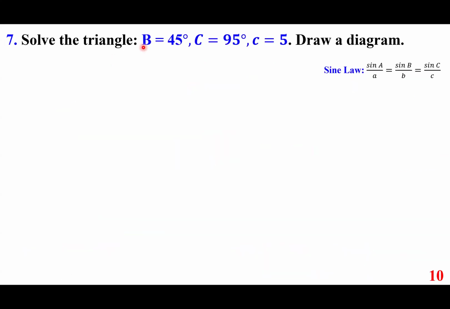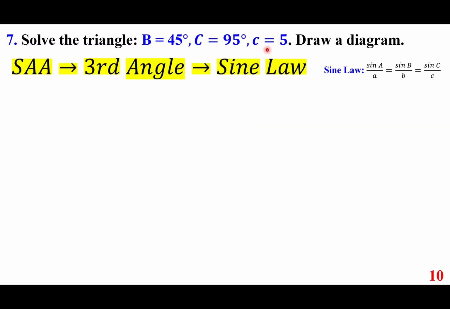We want to solve the triangle where B is 45, C is 95, and lowercase c is 5. And of course, draw a diagram. Again, it's really helpful if you do that, and it doesn't have to be to scale. So this side is 5, this is 45 degrees, this is 95 degrees, and we are going to use the sine law. Side, angle is given. SAA, short for side angle angle. So obviously, the very first thing is to find the third angle and then use the sine law.